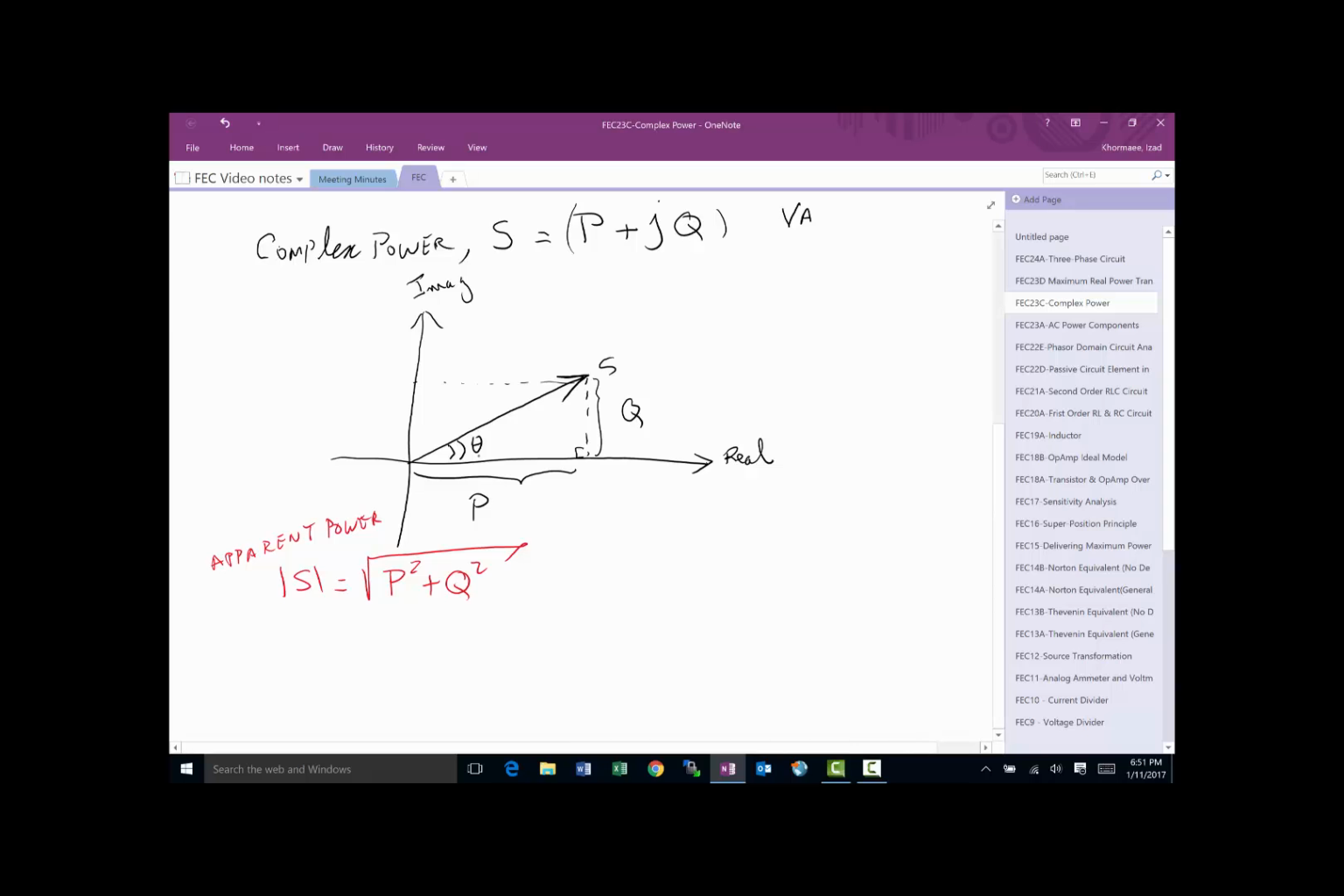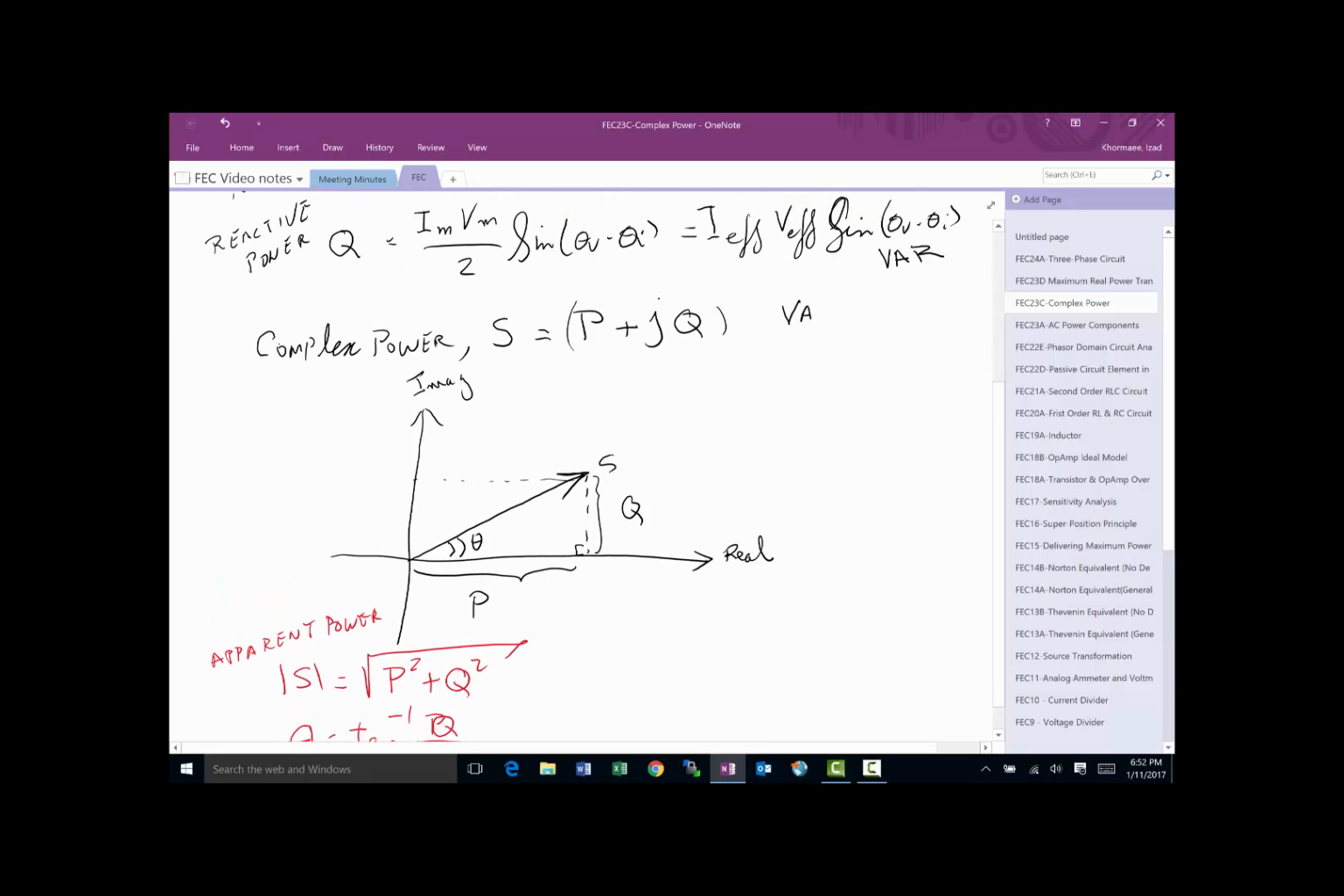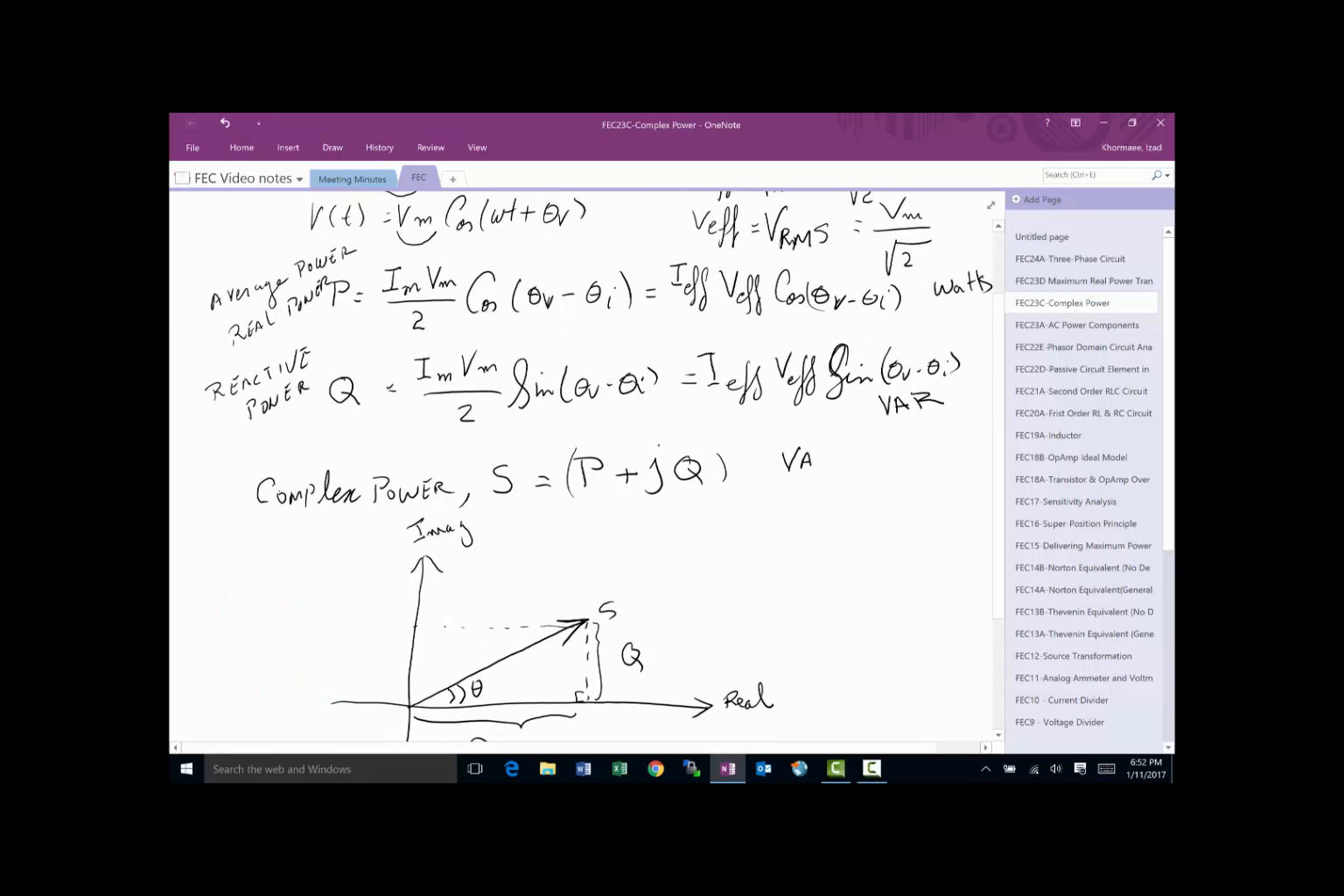Theta is kind of interesting. If you think about what theta is, it's going to be equal to arctangent, or tangent inverse, of imaginary over real, right? The tangent of theta is the imaginary axis over the real. So you can also write it as tangent inverse of Q over P.